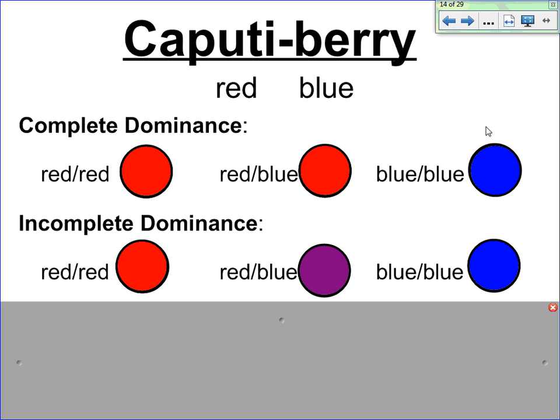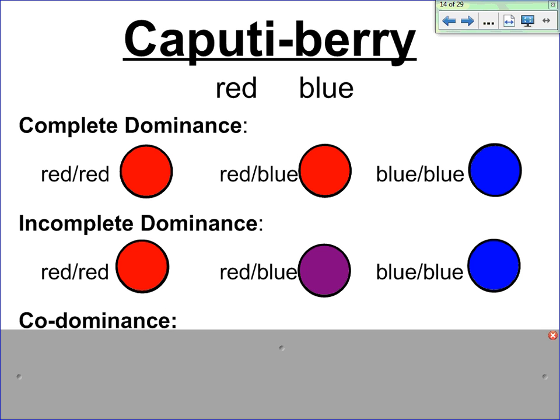Now that's a new thing for us. We've never seen this mixture trait before, especially in the heterozygote.